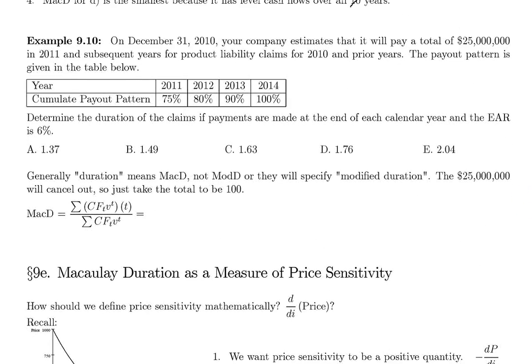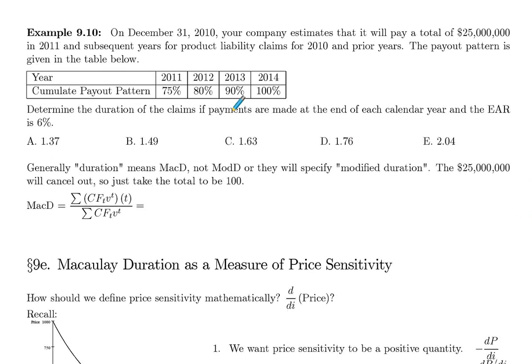Alright, so let's put some more of this to work here. Look at an example. On December 31 of 2010, we've got a company that estimates it's going to need to pay $25 million in 2011 and the subsequent years for product liability claims. So could be, say, a pharmaceutical company.